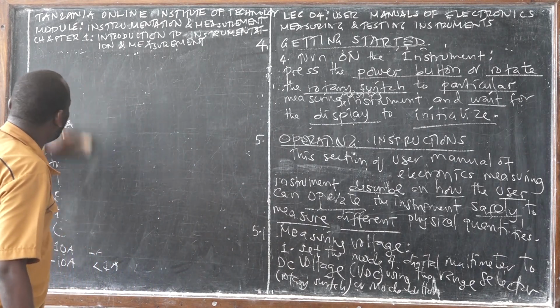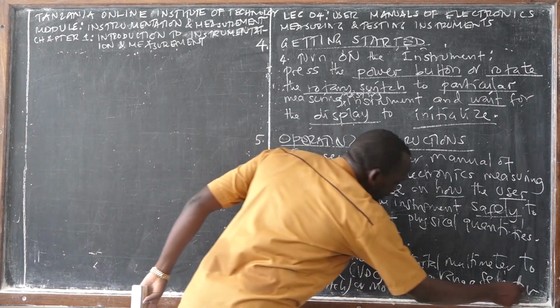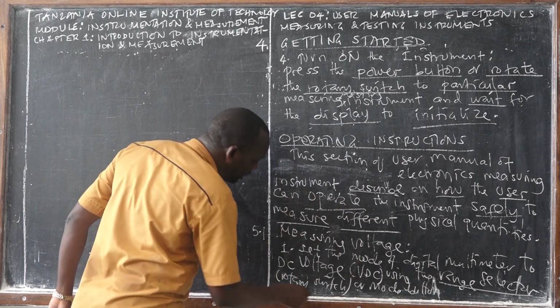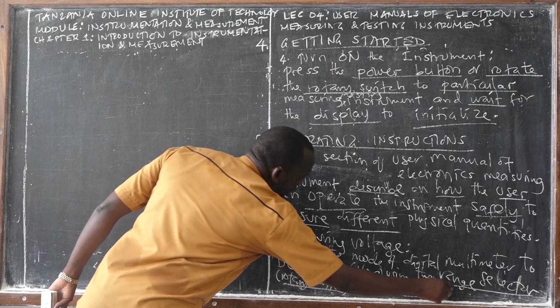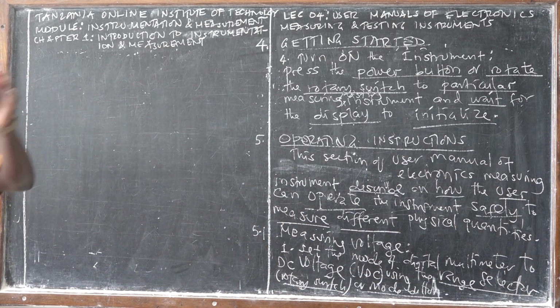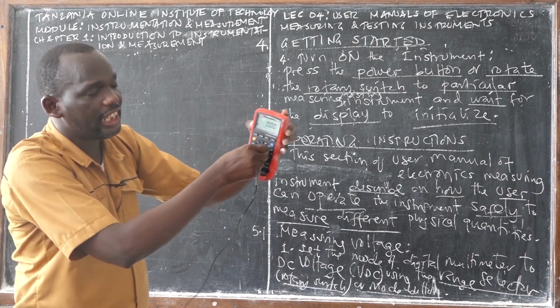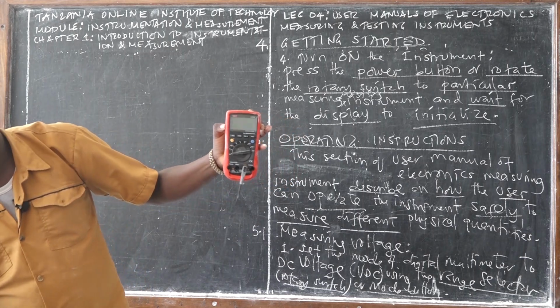By using what? Or what? So this is the rotary switch or range selector. Listen now. Let me add something in your mind. This is the rotary switch.